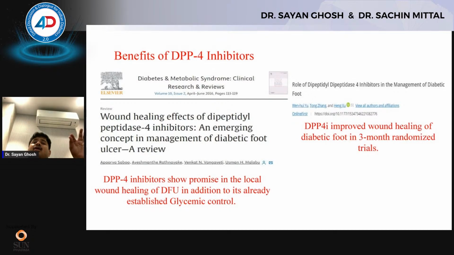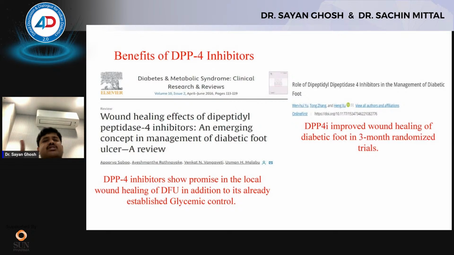There are some beautiful articles on the wound healing effects of DPP-4 inhibitors and the emerging concept of managing diabetic foot ulcer. DPP-4 inhibitors show promise in local wound healing of diabetic foot ulcer, in addition to their already established glycemic control. In many such cases, the patient is started on insulin therapy, and then we can add a DPP-4 inhibitor in addition to the insulin.